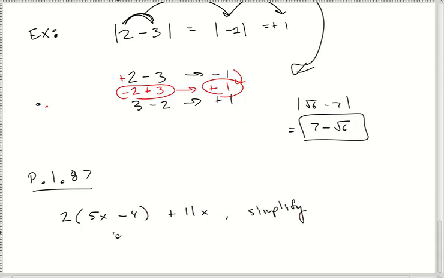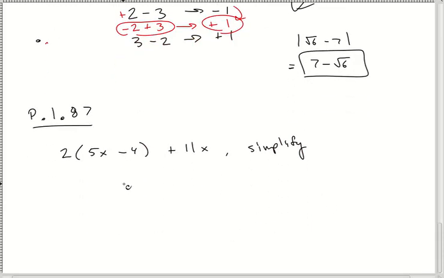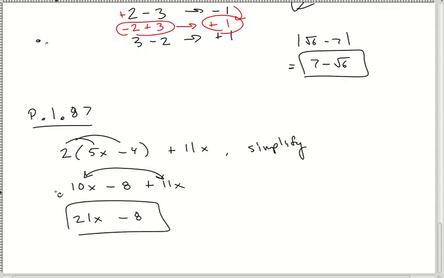And so the next one says, we got this expression, simplify. So to simplify, we're going to first off distribute the 2 to make 10x minus 8 plus 11x. That's distribute. And then I'm going to combine like terms. These guys here, they both have an x. So I got 21x and then minus the 8, and that's it. Pretty simple here. So again, distribute, combine like terms.